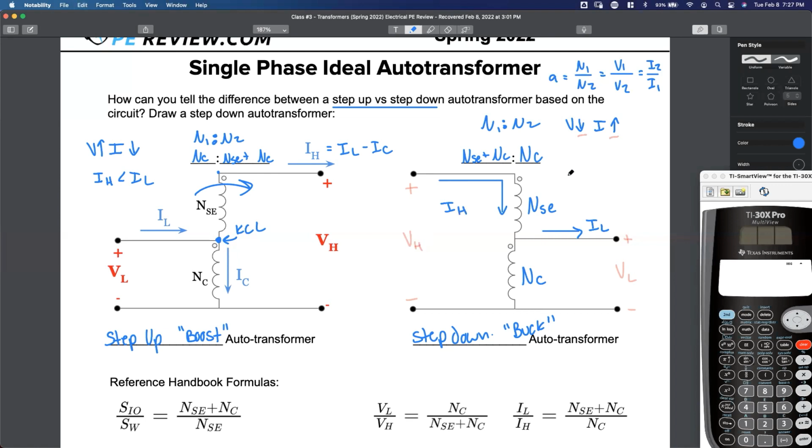How do I know what direction my common current flows in? Can I write a KCL right at this node, just like before, Kirchhoff's current law?